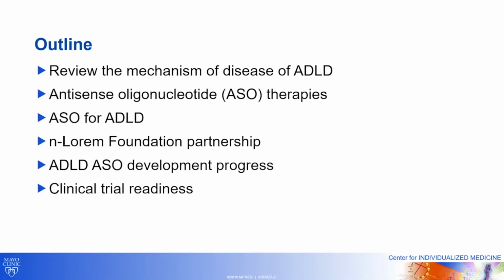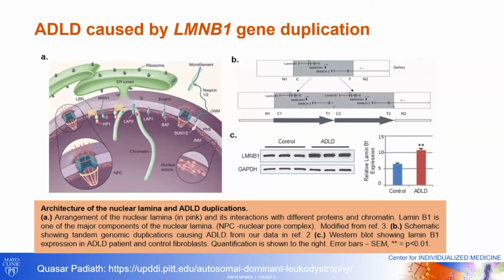All right, so I'm not going to review the mechanisms of ADLD. I think that's been covered, as I anticipated it probably would be. But we'll talk a little bit about antisense oligonucleotide therapies, or ASOs, how they work, and why we think they're a good choice for ADLD. I'm going to talk about our partnership with the n-Lorem Foundation, and then a little bit about our specific progress in the development of that ASO. And then in the last little bit, talk briefly about what we're thinking for clinical trial readiness and how we get ready to move these trials forward.